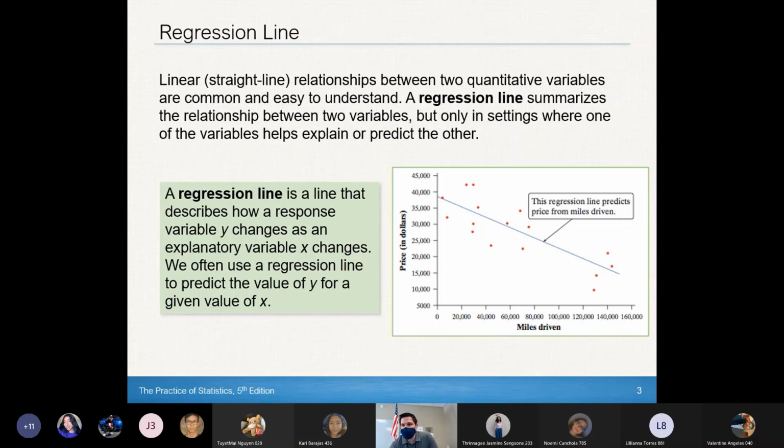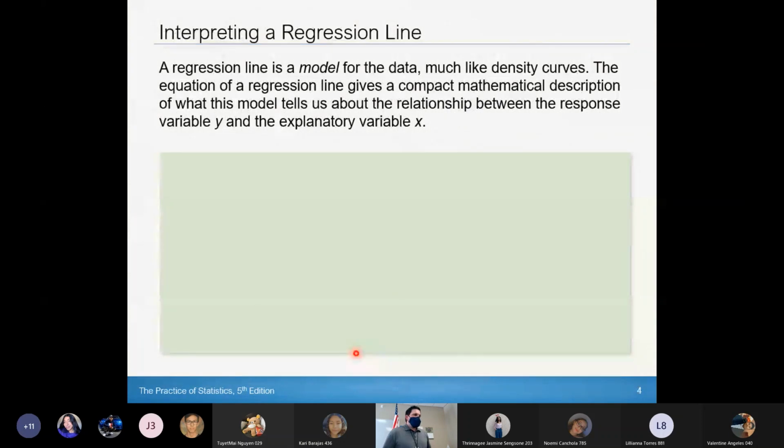In this example, the scatter plot with a regression line is based on the price or value of a Ford F-150 after a certain number of miles driven. Talking about a used car. We'll use this example here for a little bit. A regression line is a model for the data, much like density curves. The equation of a regression line gives a compact mathematical description of what this model tells us about the relationship between the response variable y and the explanatory variable x.